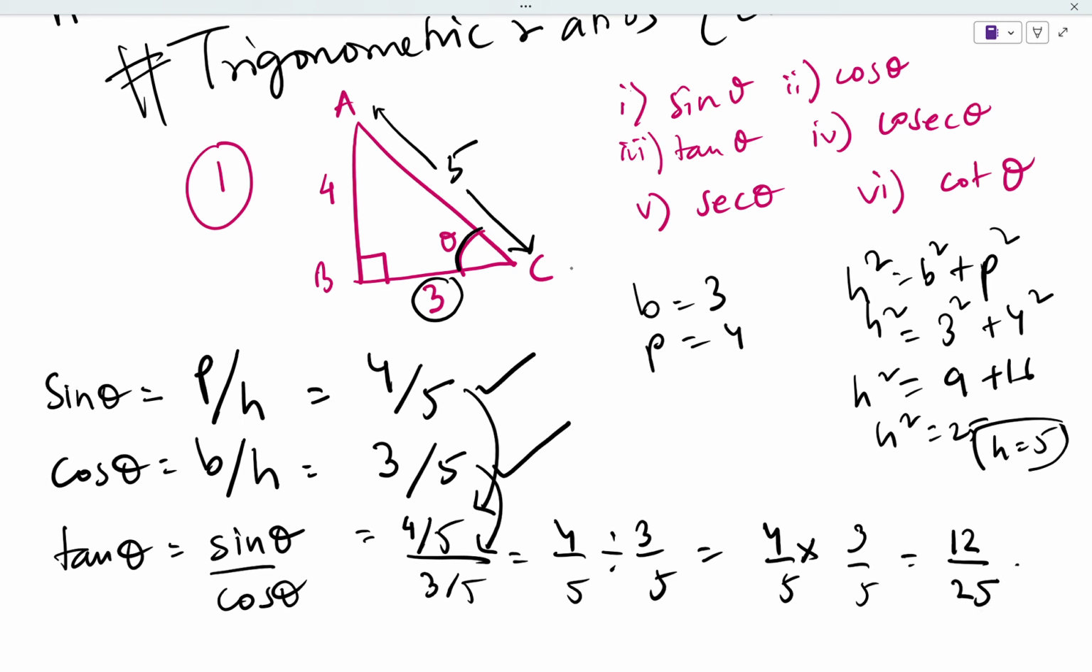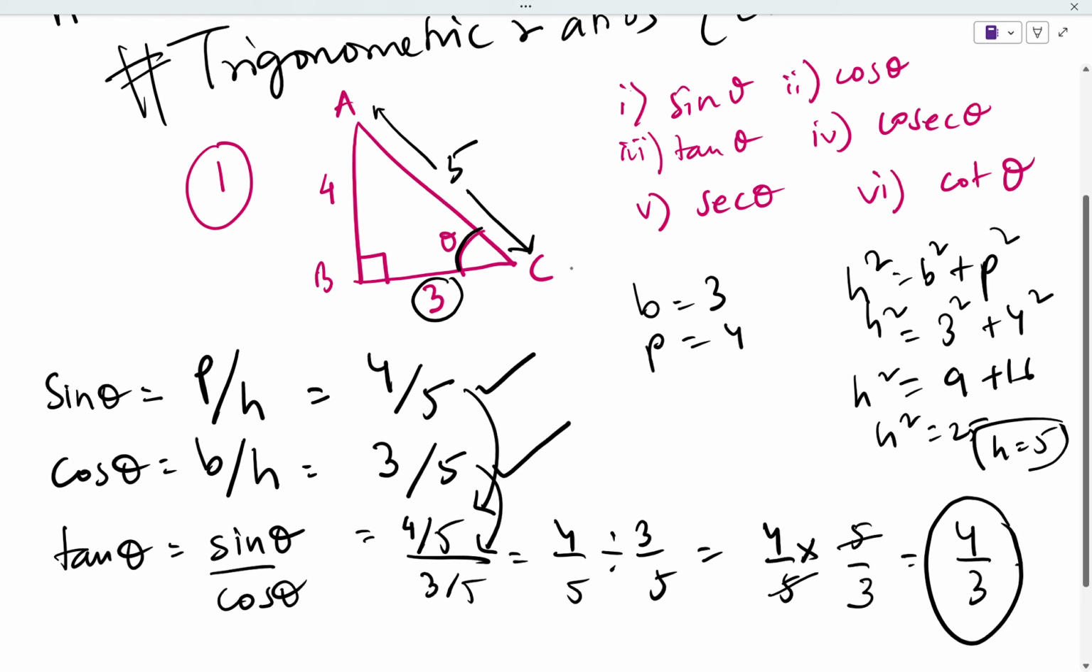But if you do it from this formula also, I think you will get it. No, I think I have committed a mistake. Oh yeah, this should be 5 by 3. My bad. This should be 5 by 3. So this will come, 5 and 5 will cancel. This will become 4 by 3. So tan theta is 4 by 3.